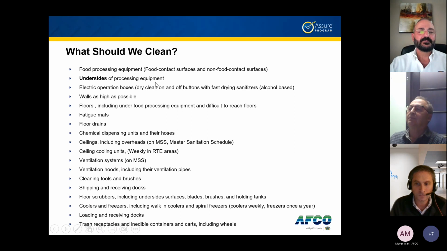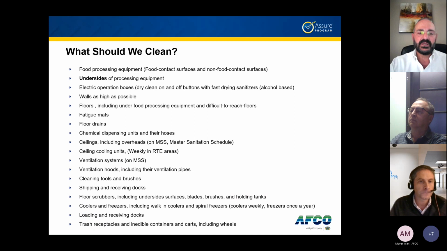What should we clean? In food processing plants, a lot of people focus on processing equipment and processing areas, the floors. This is not enough. So let's talk about this and read them quickly, because I want to make sure that you guys clean all this. And probably there are more areas to clean. So we clean food processing equipment, food contact surfaces, and non-food contact surfaces. The underside of the equipment, inside the processing equipment, inside their gearboxes. You need to make sure they are clean, okay?